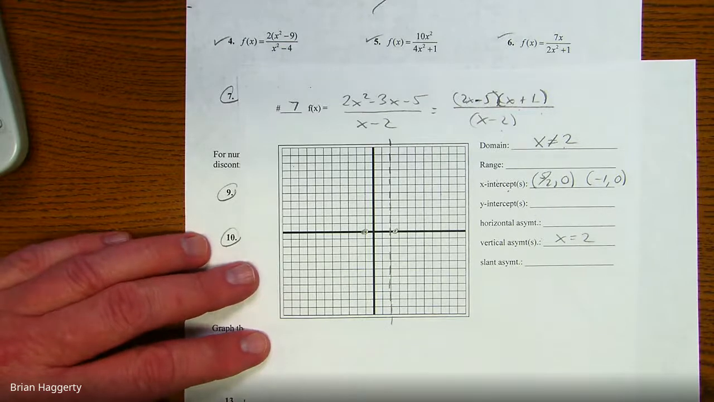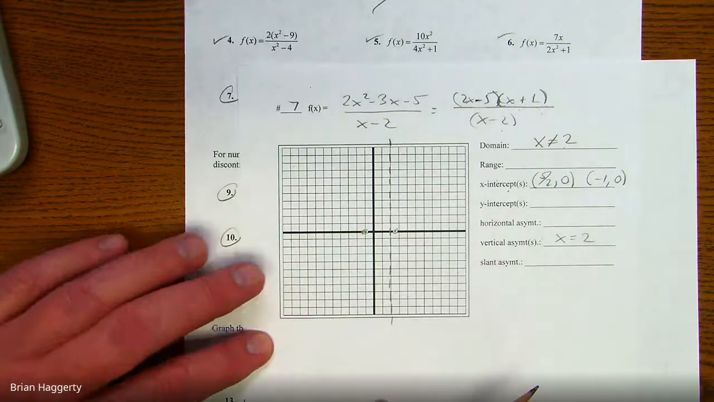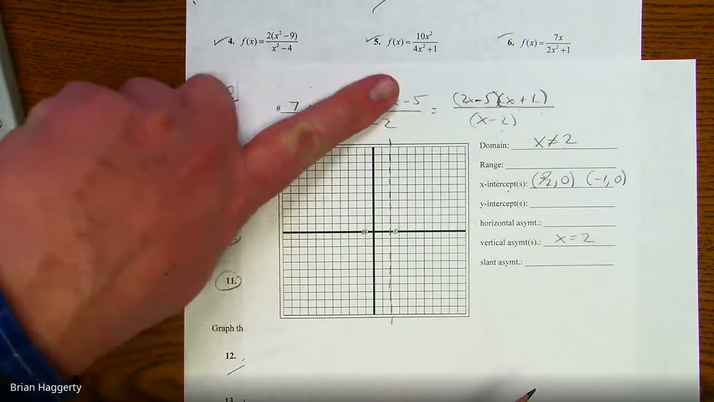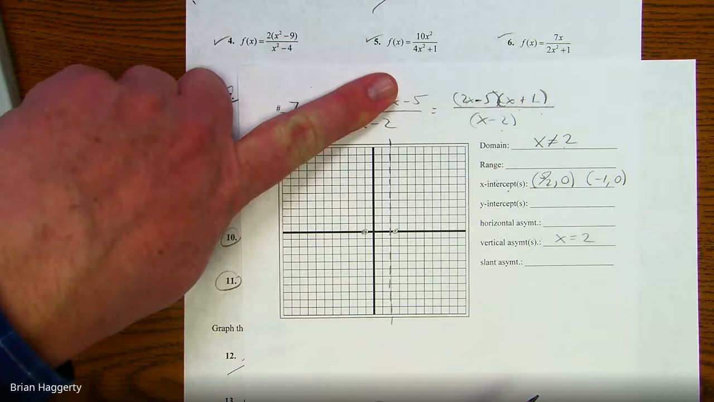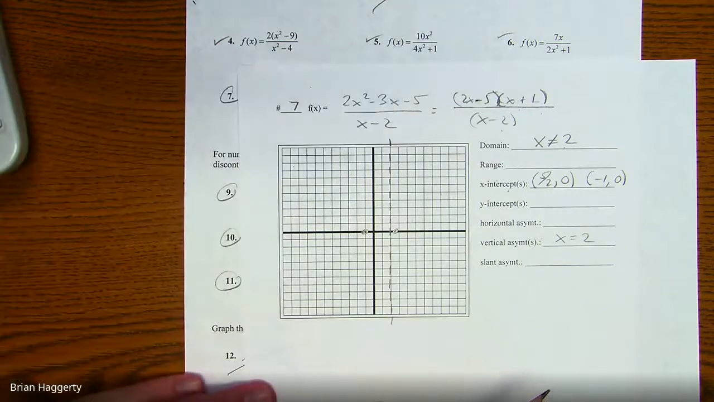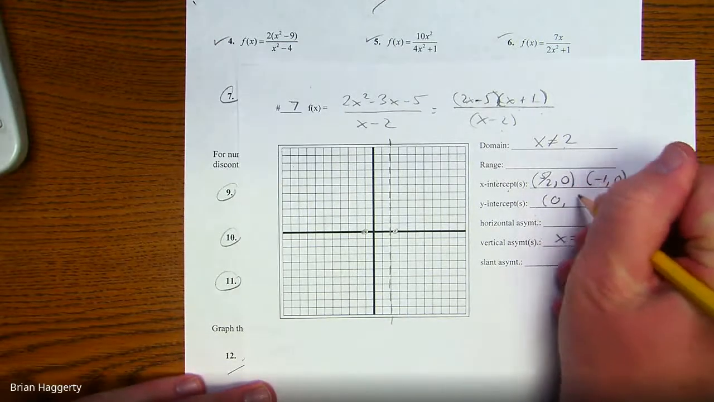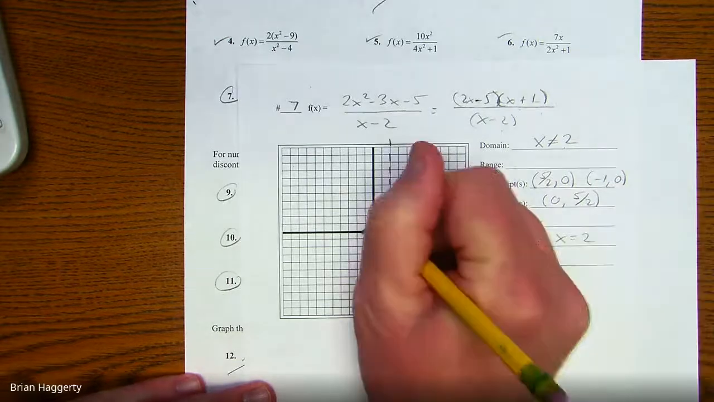Right, for the y-intercept, it's nicer to look at the polynomial form. When you plug in 0 for x, all that stuff drops out. You're left with negative 5 over negative 2, which is positive 5/2. So 5/2 is a y-intercept, and it's an x-intercept.